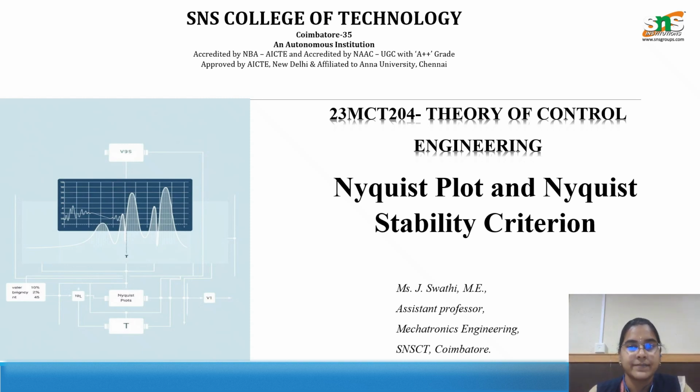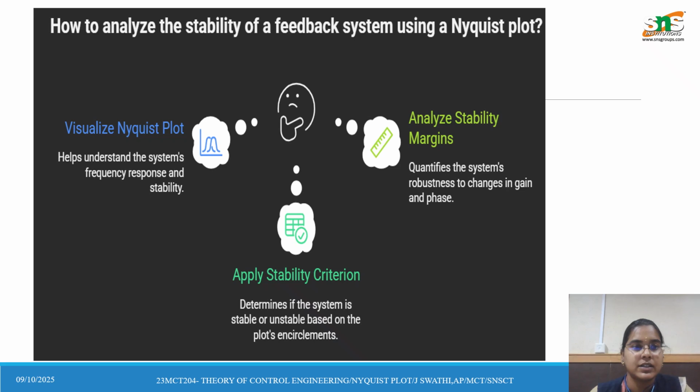In this lecture series, we are going to discuss the Nyquist plot and the Nyquist stability criterion. Nyquist plot is nothing but a graphical method used in a control system to analyze the stability of a closed loop system by providing the frequency response of its open loop transfer function. It shows the real and imaginary parts of G(jω)H(jω) on a complex plane as the frequency varies, and stability is determined by counting how many times the plot encircles the point.